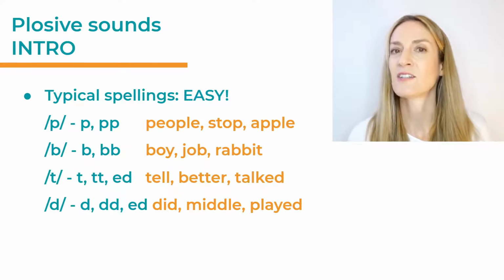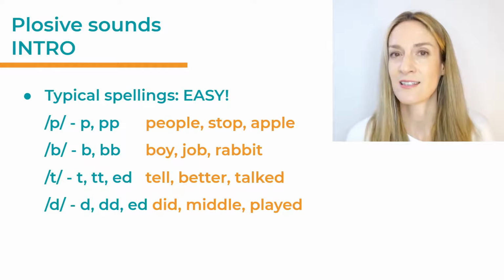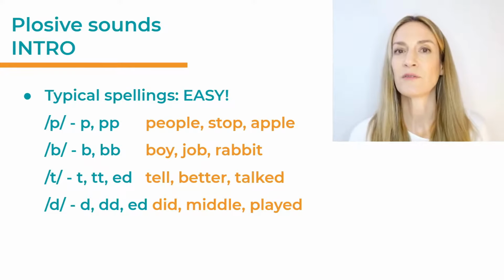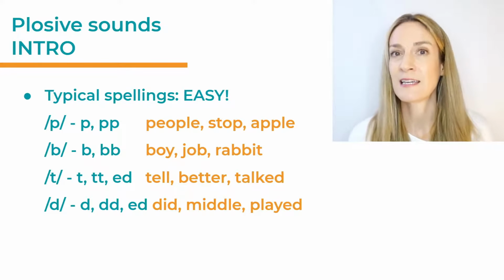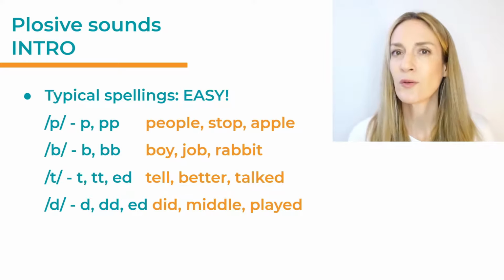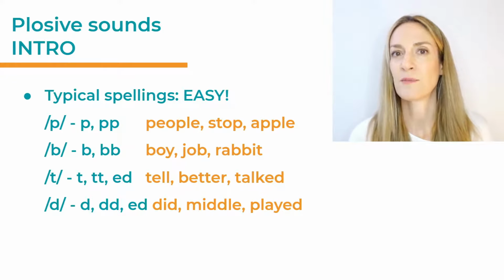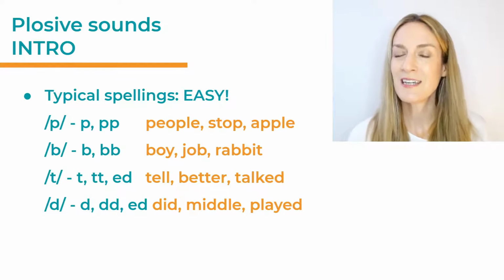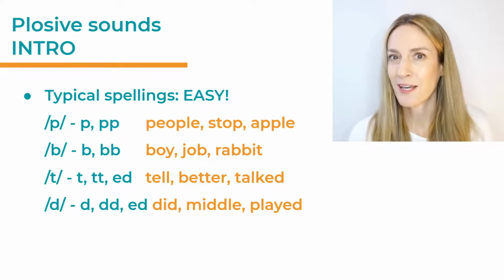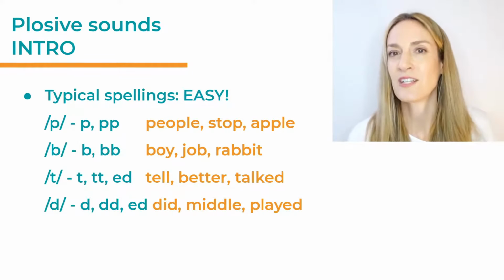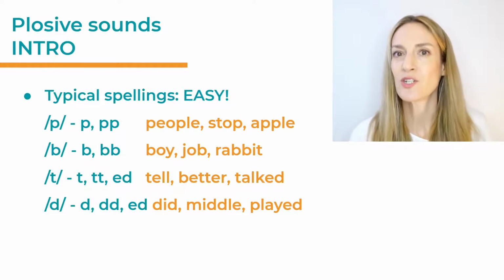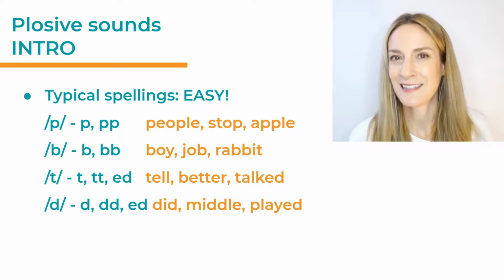The ed in talked is a t sound. And the same is true for d. We can have d, double d, or also ed endings for regular verbs or adjectives. For example, did, middle, played. If you are new to the ed endings, or you've never heard that before, that this is really t or d very often, make sure to watch my other video where I explain all about ed endings.